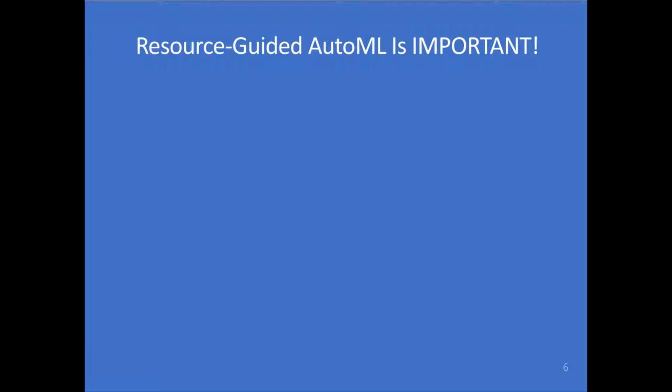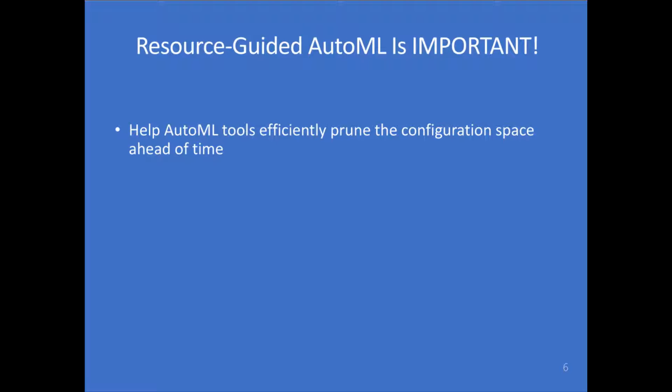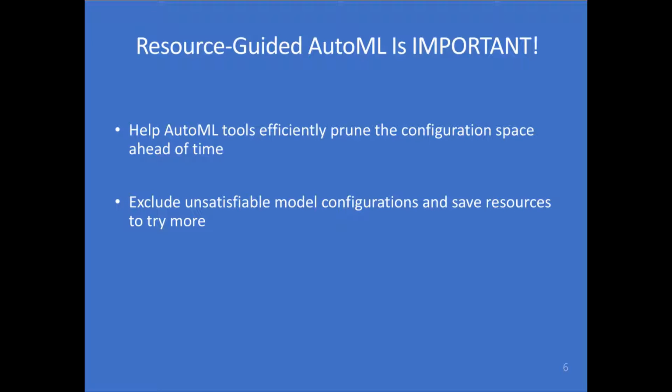We summarized some of the benefits of resource-guided AutoML. It could help AutoML tools efficiently prune the configuration space ahead of time, exclude unsatisfiable model configurations, and save resources to try more. It can speed up search to achieve even better learning performance.